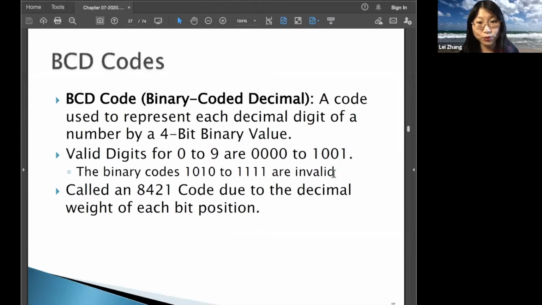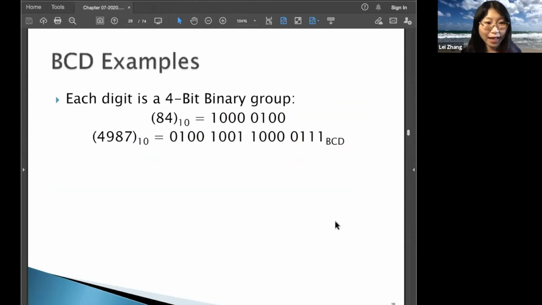So what do we do with invalid? In key map, we use don't care to represent this invalid value. It's also called 8421 code. So 8421 is actually the decimal weight of each bit. So it's another name for this BCD code. So we have these 2 examples. We are familiar with how to convert it. So just use 4-bit binary to represent each decimal digit here.